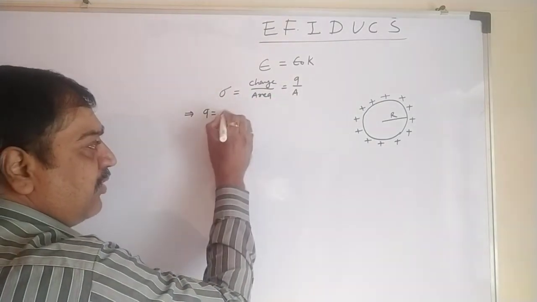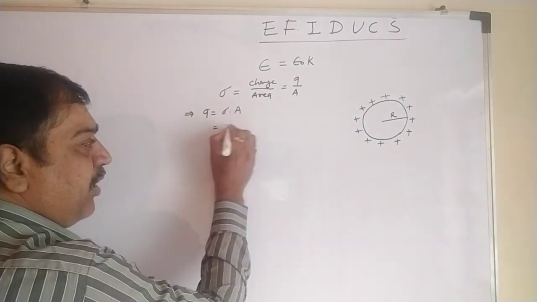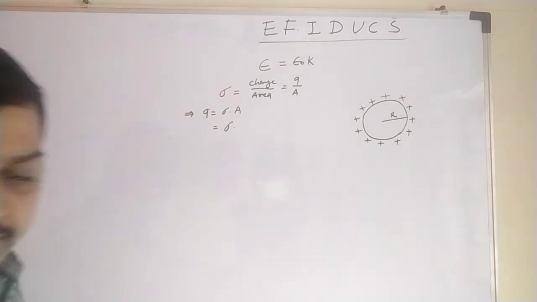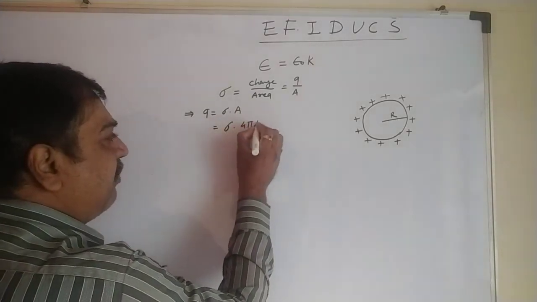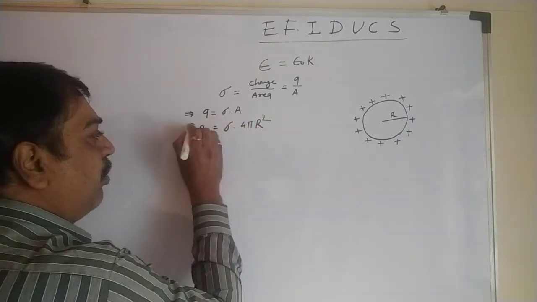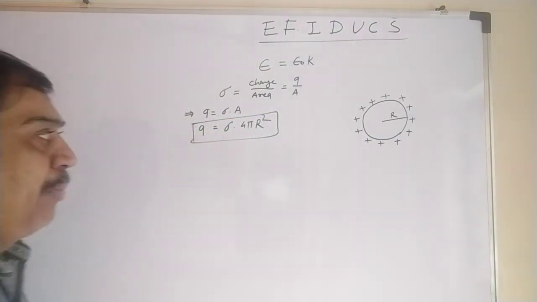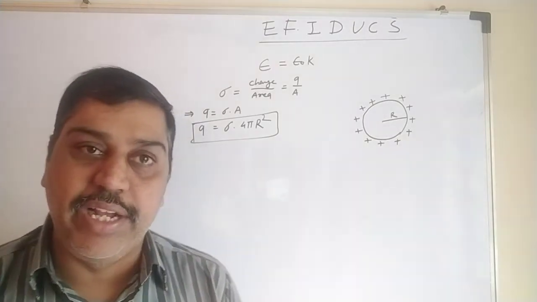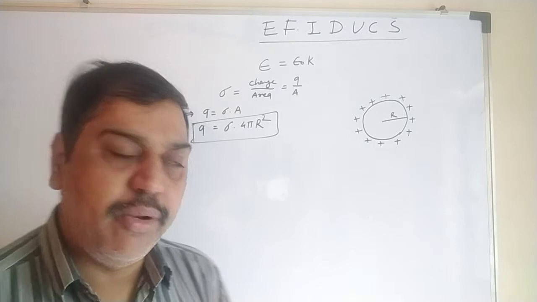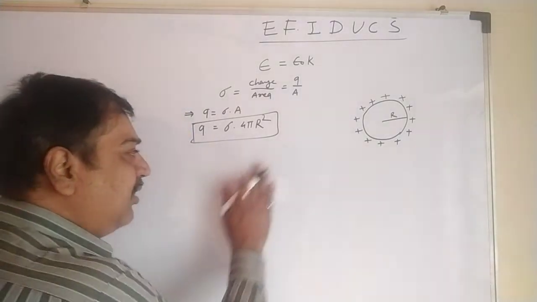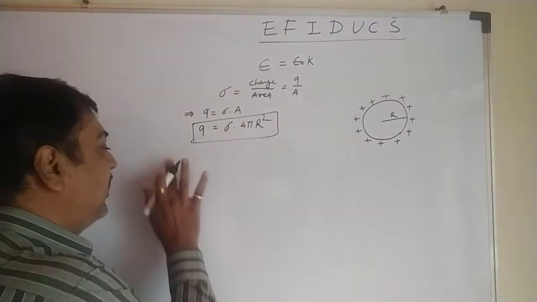This comes here, sigma into area of the sphere. Sigma into area of the sphere is 4 pi r square. So that is the value of q equal to sigma into 4 pi r square. That value we get here. Okay, is that clear?